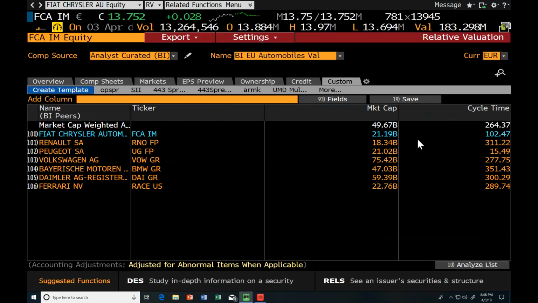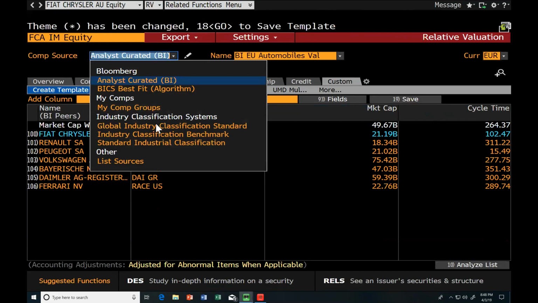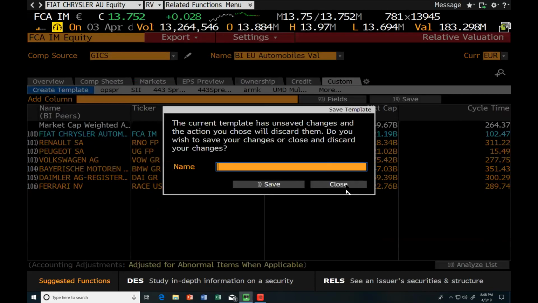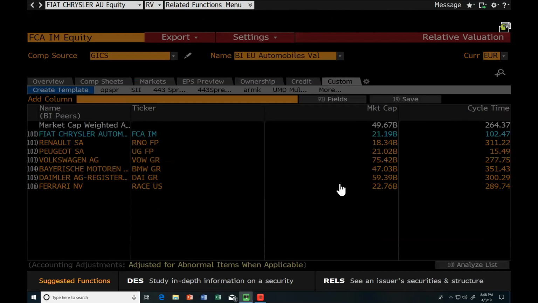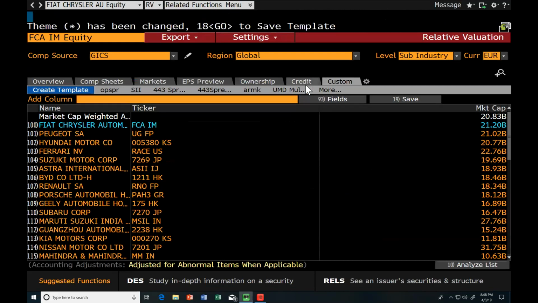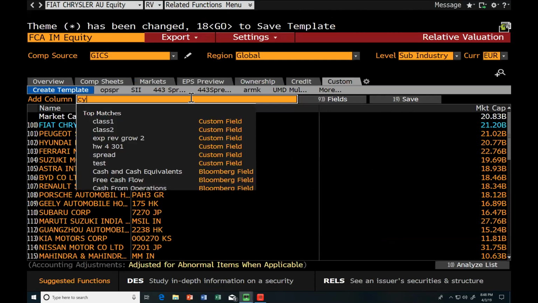Fiat Chrysler, relative to these peers, the European peers, relatively fast, 102. Peugeot, really fast, 15. If I switch this to global, and here's the global peers for cycle time.